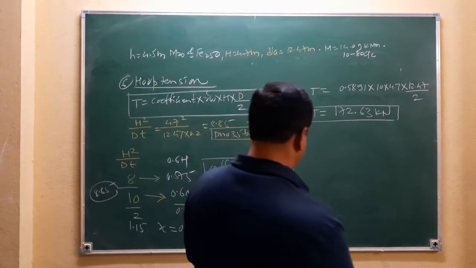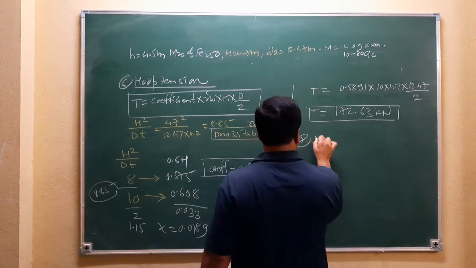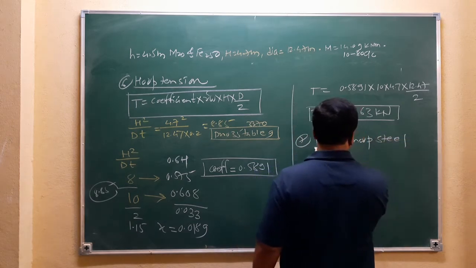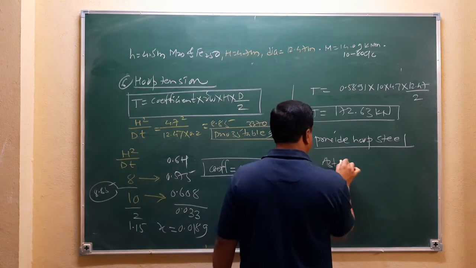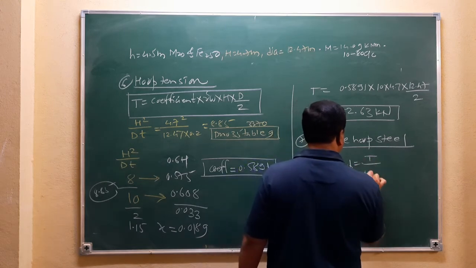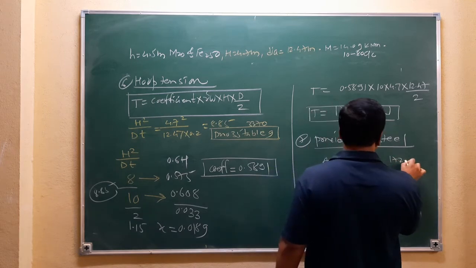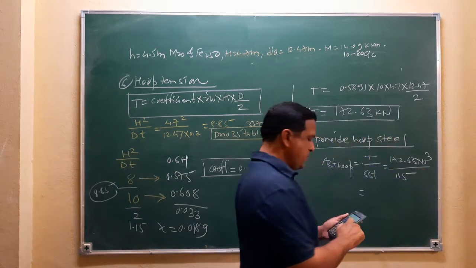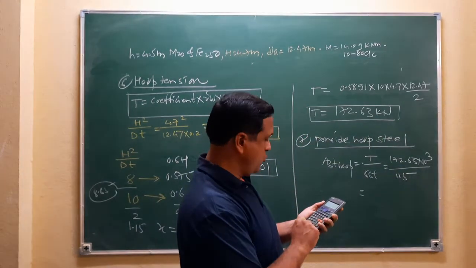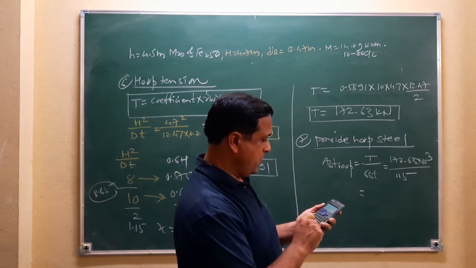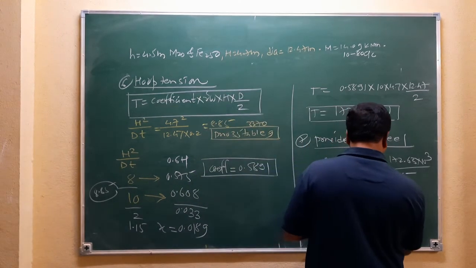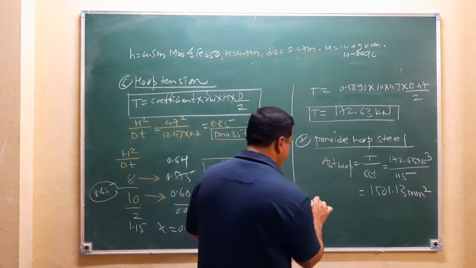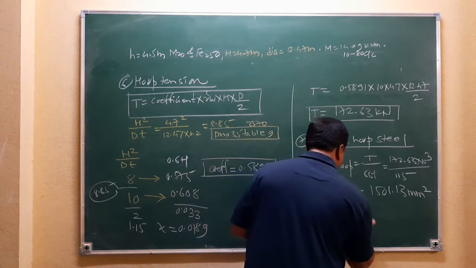It is correct. Now step number 7, provide hoop steel. Now directly provide the hoop steel. Hoop steel AST hoop is T divided by sigma ST. T is 172.63 into 10 raised to 3 divided by 115, because Fe250 is given. So 172.63 divided by 115. So it is 1501.13 mm square, and you have to provide the 12 mm diameter bar.